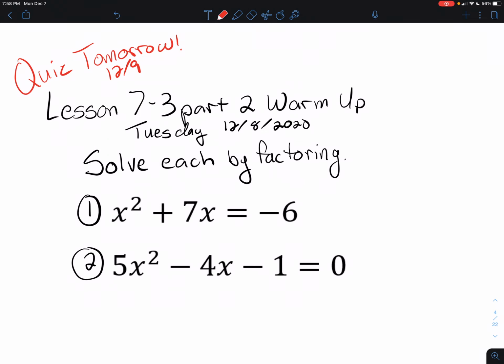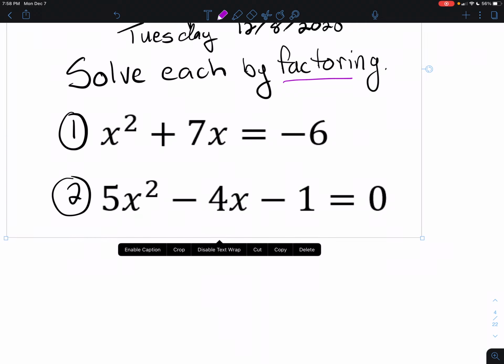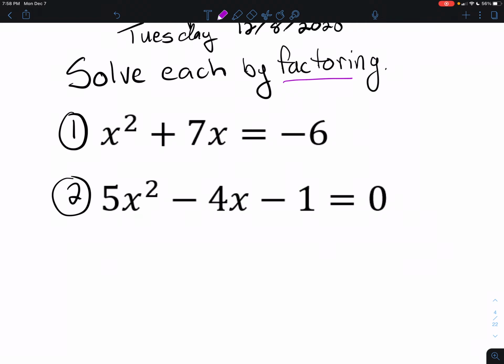This is the warm-up. I hope you notice that it says quiz tomorrow on the top there, just to give you a heads up. For this warm-up, it says to solve each by factoring. This is what we did yesterday. First we have to factor them and then solve them. Before we can start solving them, they have to be equal to 0.